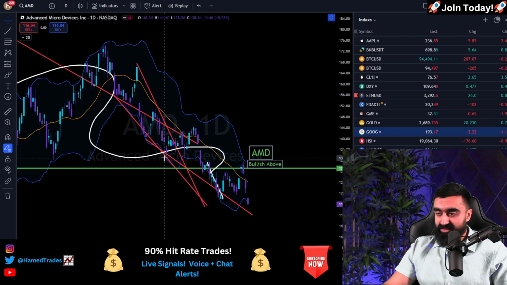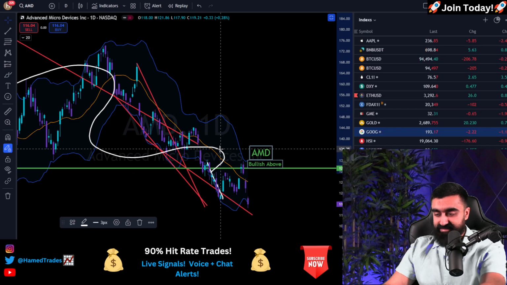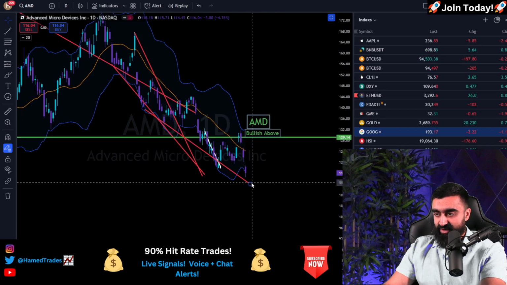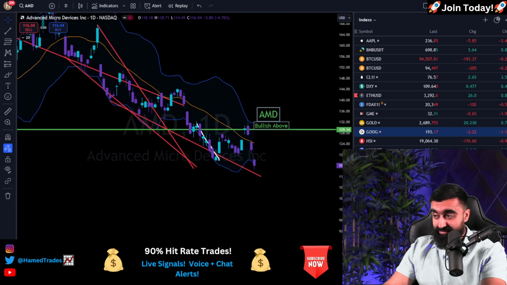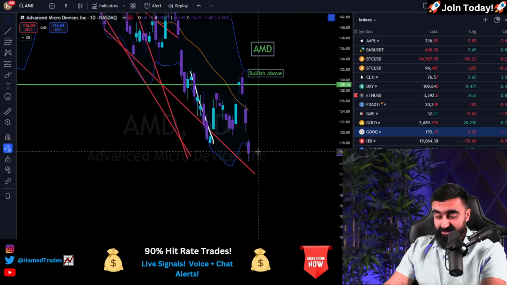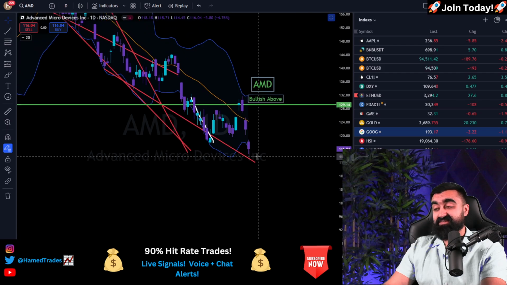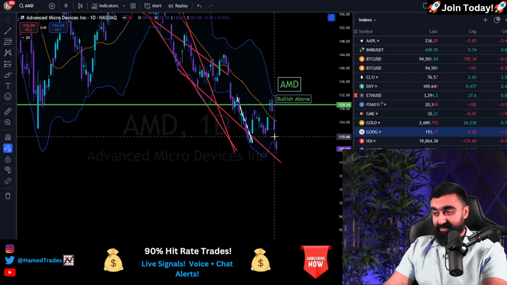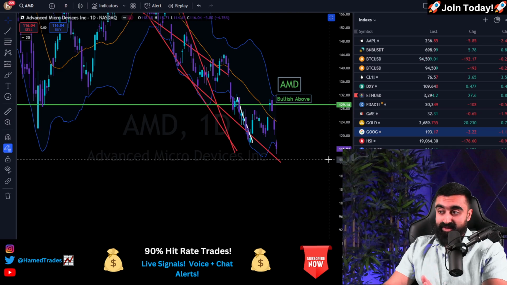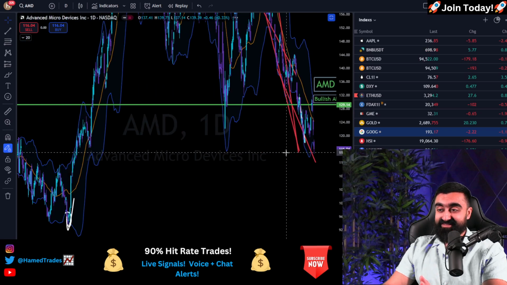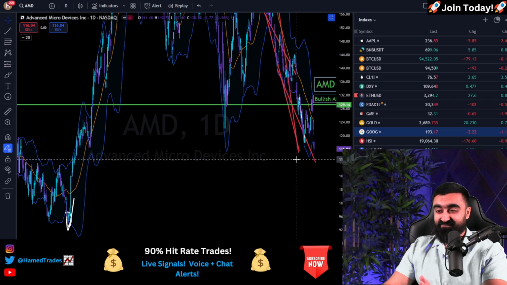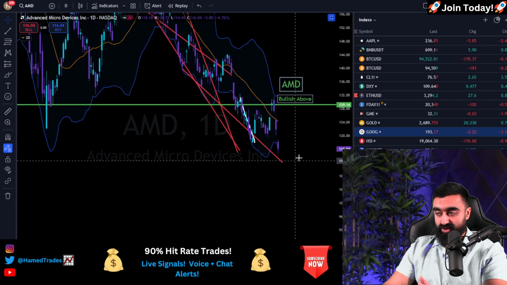AMD, one of the other ones, just another downtrend level. You could see that we're coming very close to it. On AMD here, we're outside of the lower level of the Bollinger Band. Once again, is this the time to start going short? Definitely not, in my opinion. This is definitely very, very, very difficult to start being short.